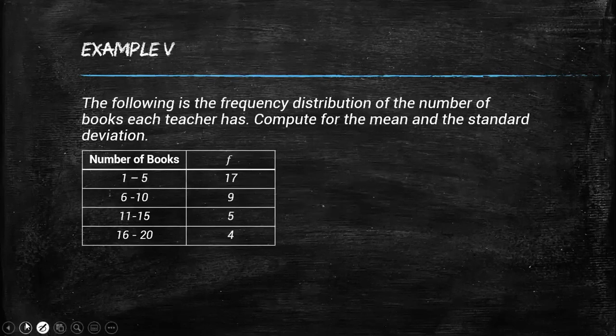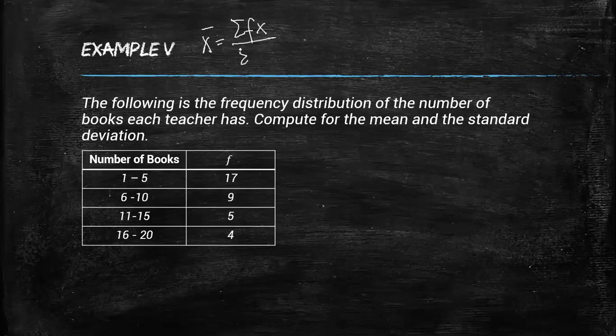Ayan. Sige. So, try natin siya para talaga maintindihan natin. Okay? So, basahin natin yung problem. The following is the frequency distribution of the number of books each teacher has. Compute for the mean and the standard deviation. So, kunin muna natin yung formula. X bar is equal to the summation of Fx over the summation of F. Okay? Tapos, kunin natin yung X.